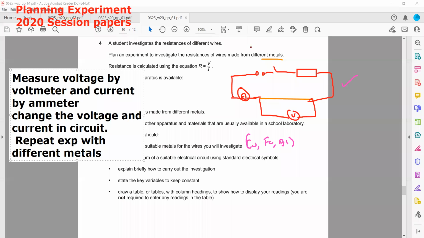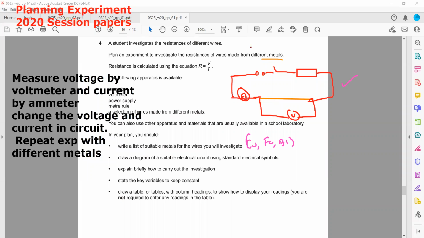Like first we did for, say, copper, then we changed the voltage and current for copper and we removed the copper. Then we did for iron and we changed voltage and current. Then we remove iron and repeat for aluminum and change voltage and current. Then explain how we carry out the investigation. That is the procedure. State the key variable that must be kept constant.